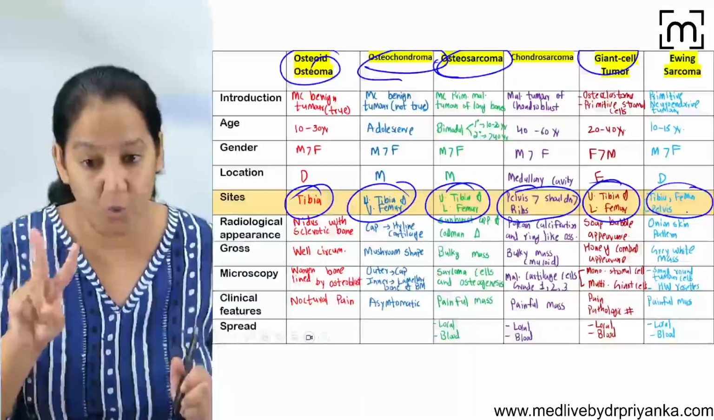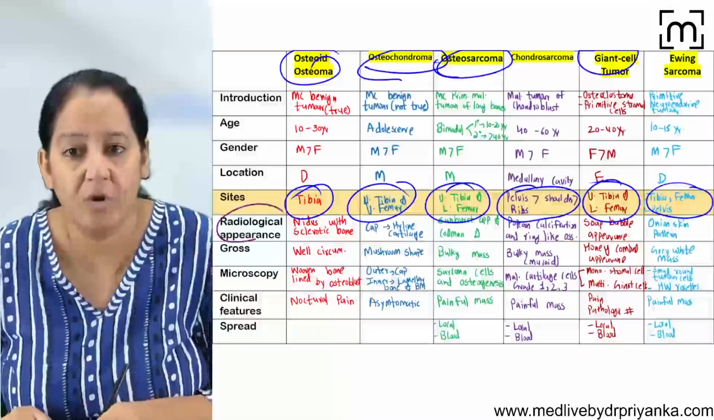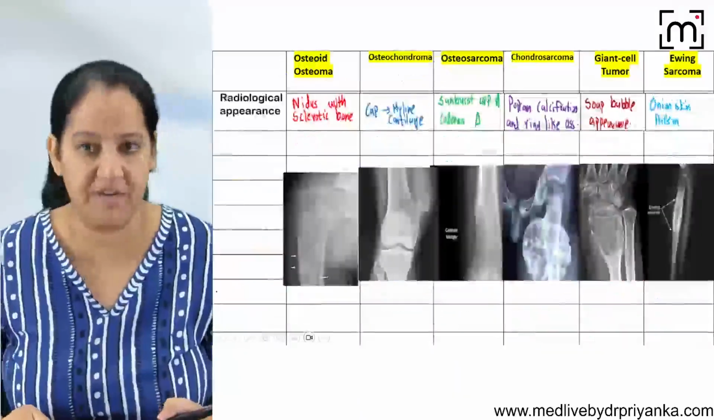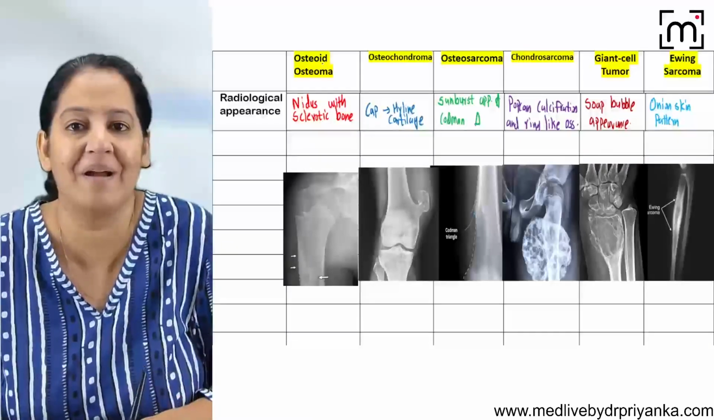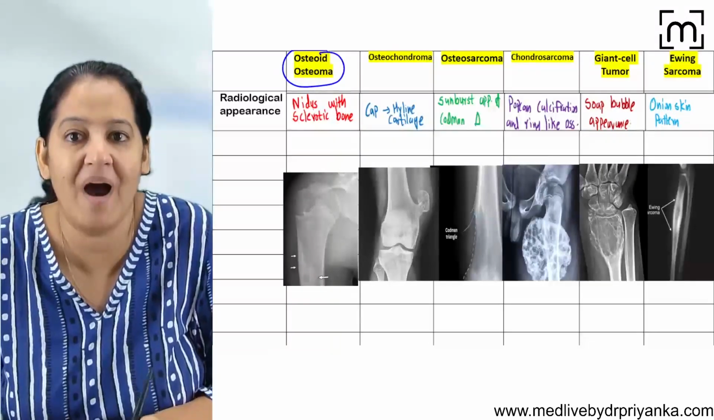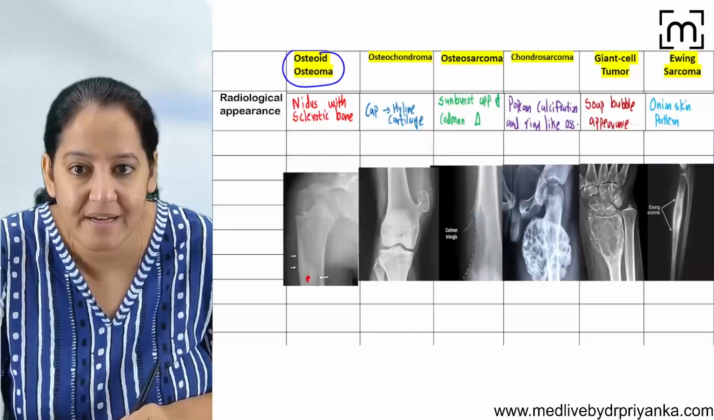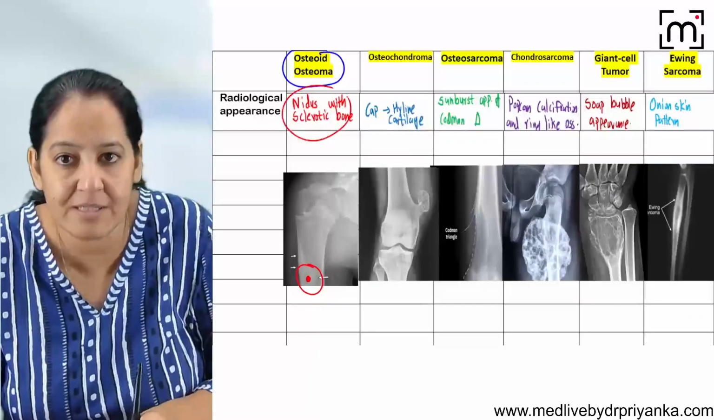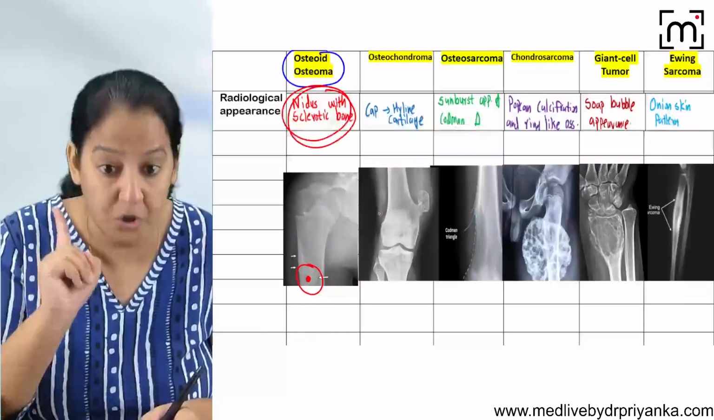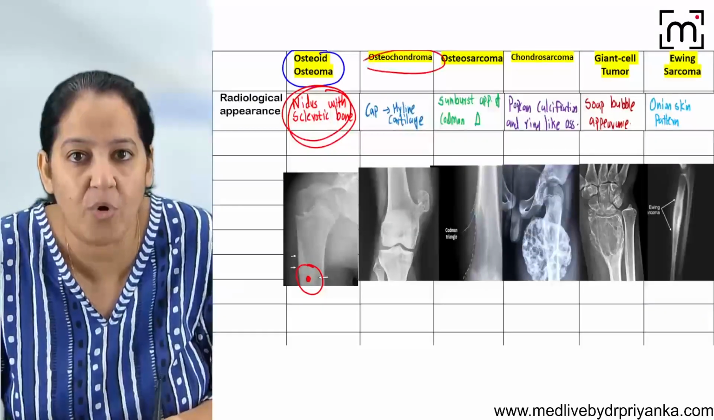Now you have to learn two diagrams very judiciously. Most importantly, you should learn the diagram, the radiological appearance and microscopy. So I will show you the diagrams. See the radiology of all of them together. Osteoid osteoma has a central nidus. Can you appreciate a central nidus? A central nidus which is surrounded by sclerotic bone. So say central nidus surrounded by sclerotic bone. Osteoid osteoma. Please learn it. The second is osteochondroma.